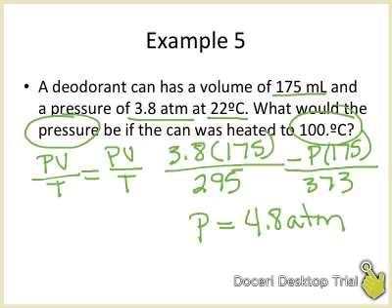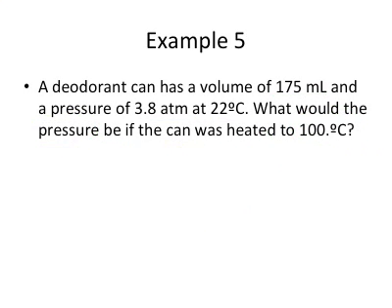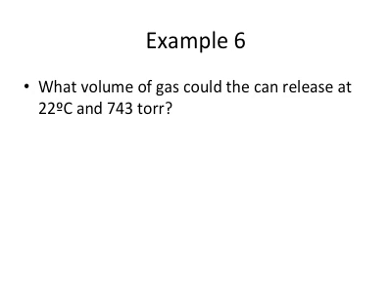We're actually going to use this same data for another example. Same basic process. Okay, so for example 6, it says, what volume of gas could the can release at 22 degrees Celsius at 743 torrs? So we're going to use the same initials that we had a second ago. But this time, what's being held constant? So temperature. So let's not use the combined gas law this time around. Let's use a different gas law. What gas law could we use?